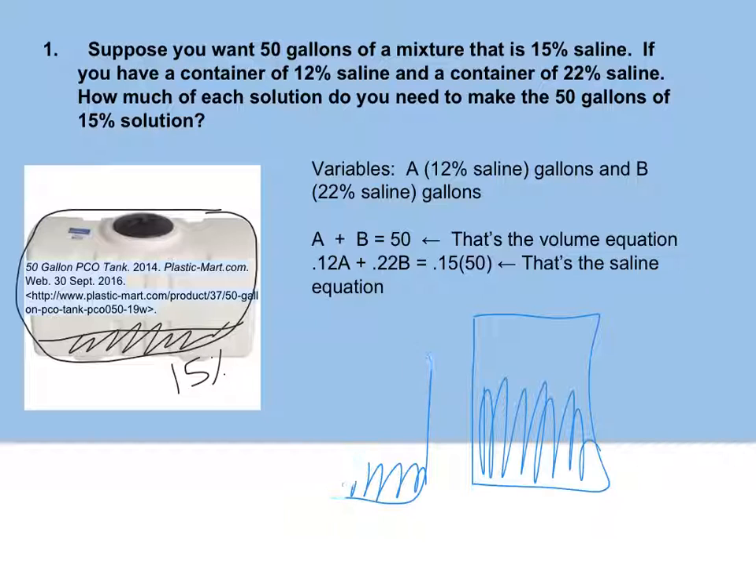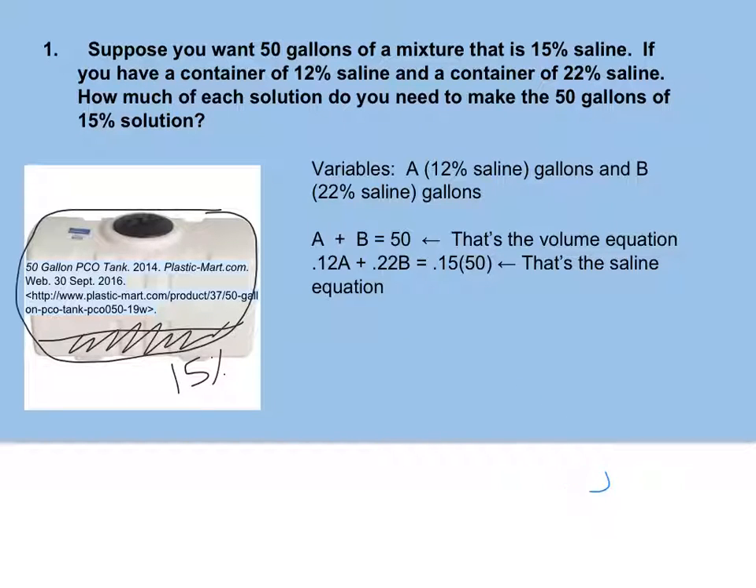So what you have to think about is first we've got to know our variables. The question reads, how much of each solution? So we have two different types of solution. I'm going to let A be the number of gallons of 12% saline solution, and B be the number of gallons that we need of 22% saline solution. There's two different equations that you're going to have.